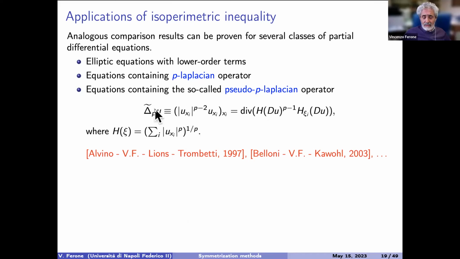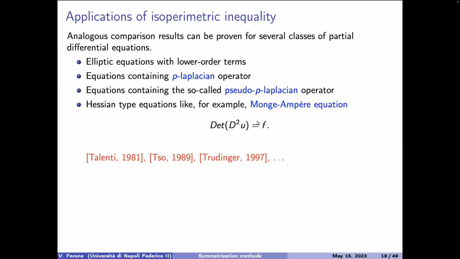And for this kind of operators, in order to manage them, one has to change the isoperimetric inequality which can be used, or the Pólya-Szegő inequality which has to be used, and it has to be used with respect to a suitable function of grad u. It's anisotropic symmetrization, yeah? Yes, this is an anisotropic symmetrization, yes.